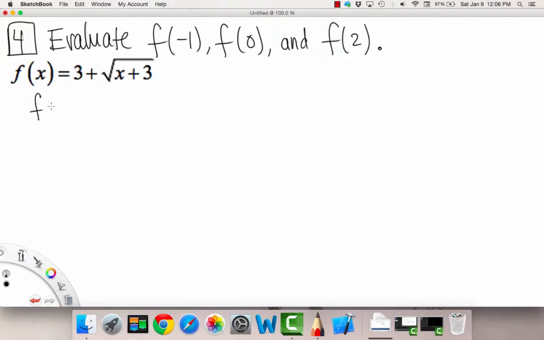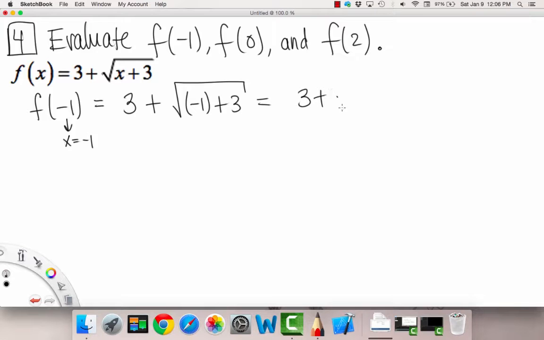So let's start with -1. So f of -1 implies that our input, our x, is equal to -1. This means we're just going to plug in -1 wherever we see an x in our formula. So this is going to be 3 plus, and we see an x inside the square root, so we plug in a -1 there, and then plus 3. So we get 3 plus square root of 2, and that's pretty much it. If you don't have a calculator, this will be an acceptable answer for f of -1.